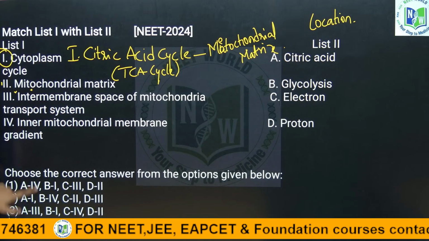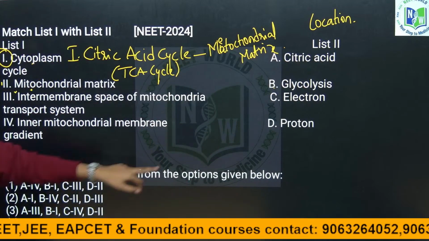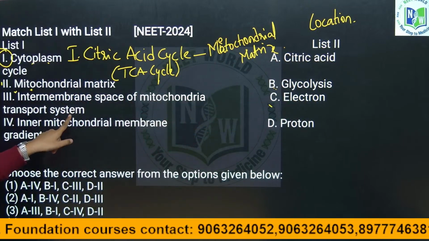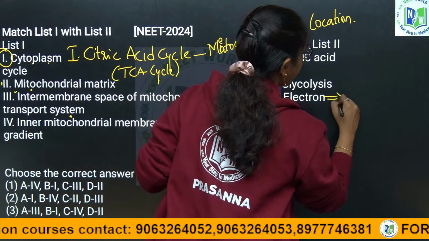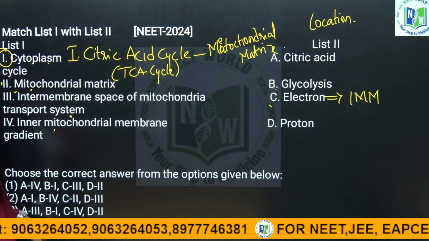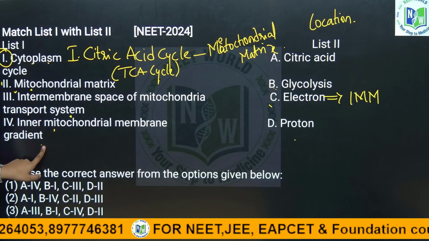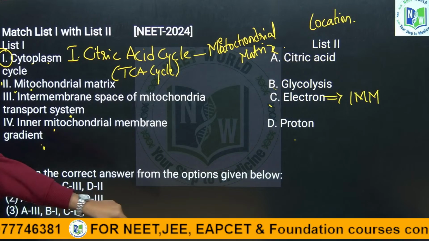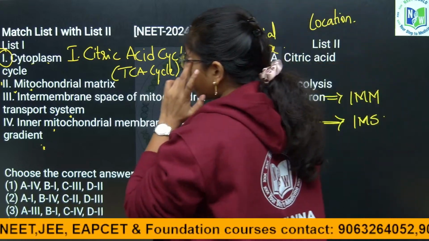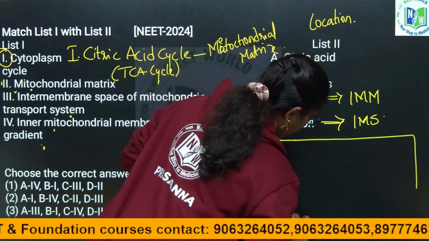Then glycolysis. Glycolysis takes place in the cytoplasm. B is 1. Then the electron transport system, ETS, takes place in the inner mitochondrial membrane. Okay, ETS takes place where, beta? Inner mitochondrial membrane. C is 4. D, proton gradient. Proton gradient is generated in the intermembrane space. Proton gradient is generated where, beta? In the intermembrane space.